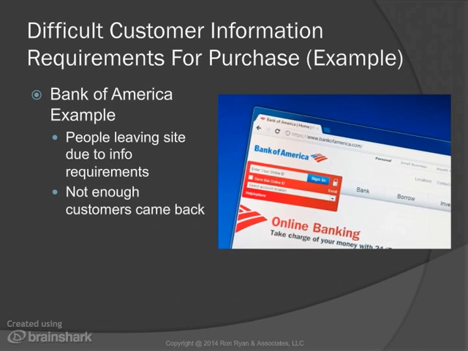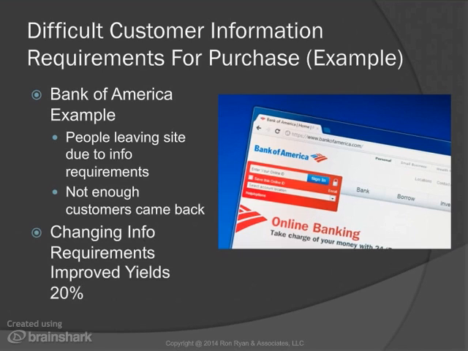B of A learned that the root cause was a request for the bank account number. No one could remember it. They changed their process and asked for Social Security and PIN, 2 numbers everyone could remember. The upshot? An improvement in yield from 40% in 2002 to around 60%. They also reduced call center calls dramatically. By 2004, calls were down 350,000, saving the company millions.